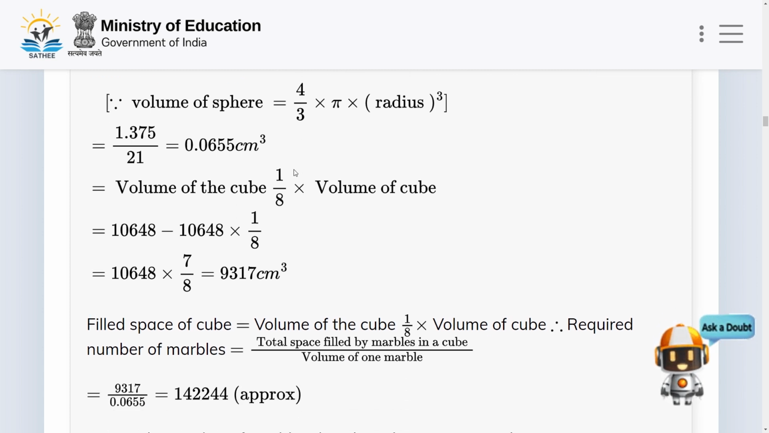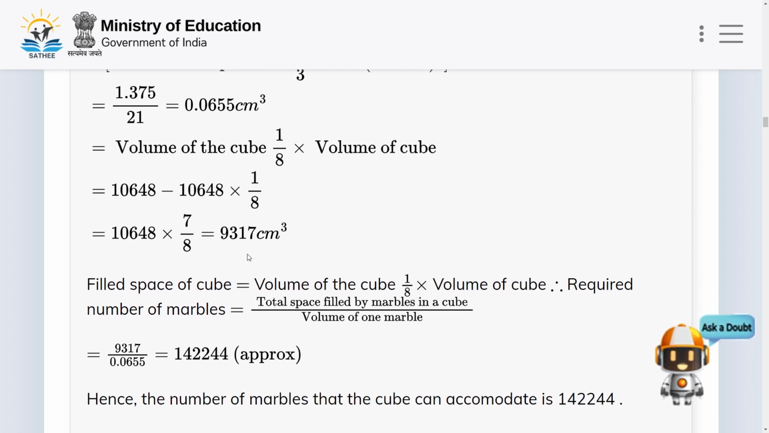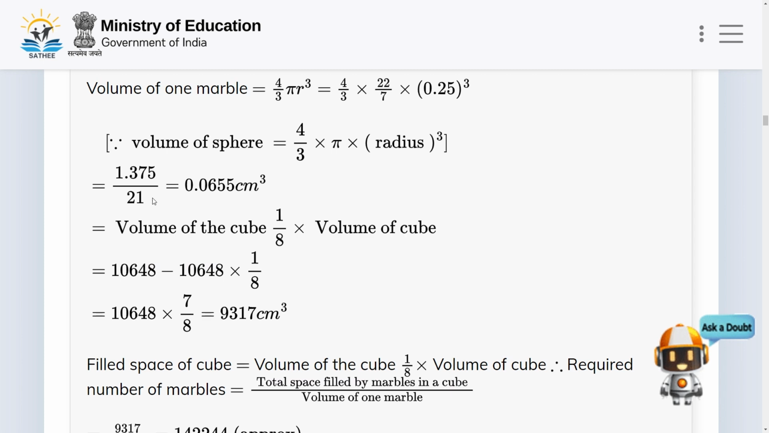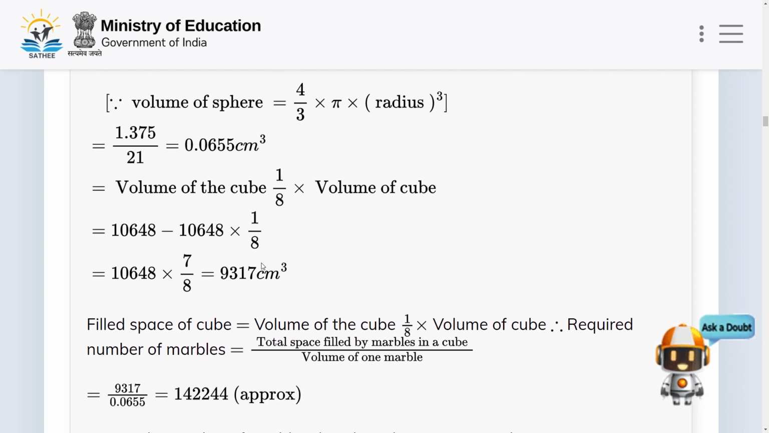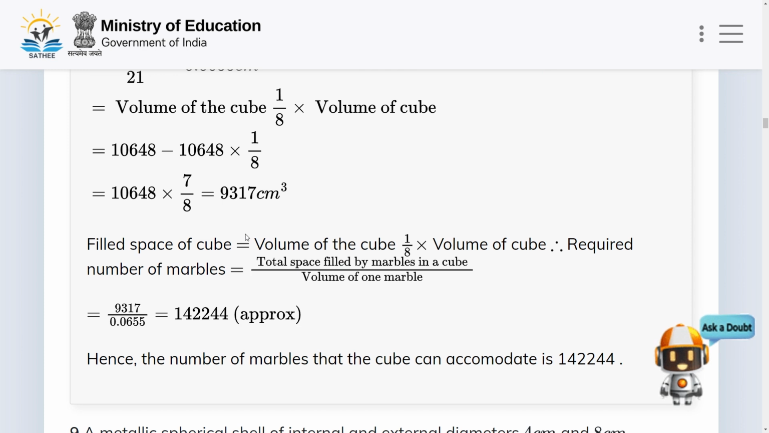So the space filled in the cube is the volume of the cube minus 1/8 of the volume of the cube, that is equal to 10648 minus 10648 times 1/8, that is equal to 10648 times 7/8, and this is equal to 9317 cm³. So the filled space of the cube is the volume of the cube minus 1/8 of the volume of the cube.